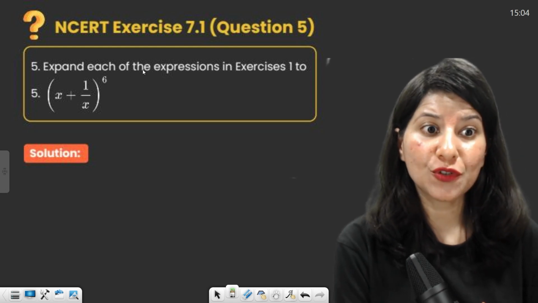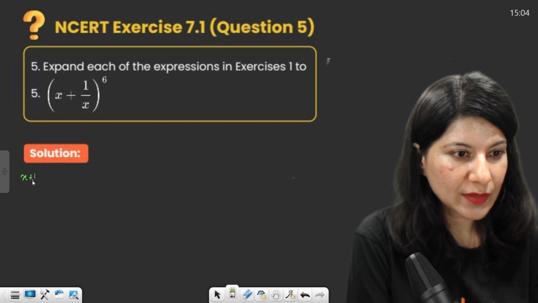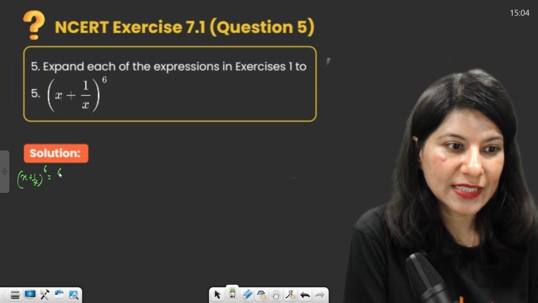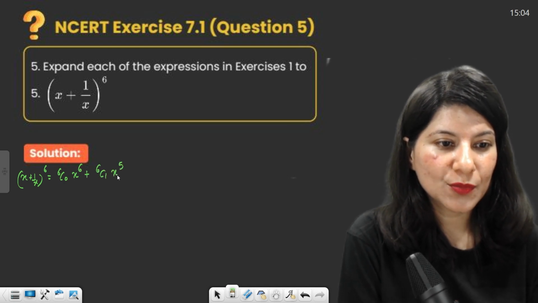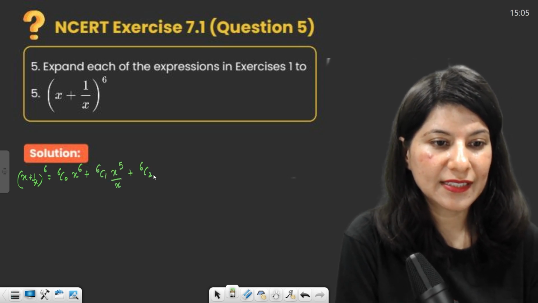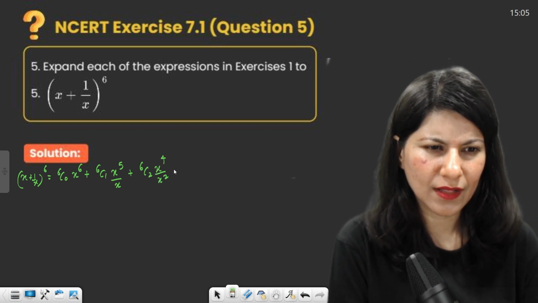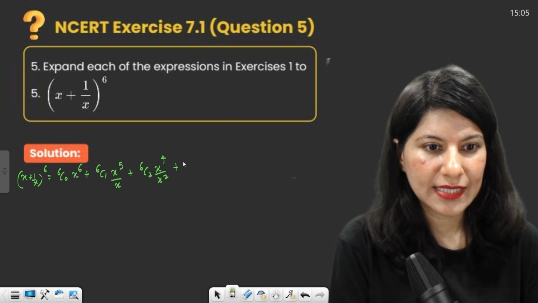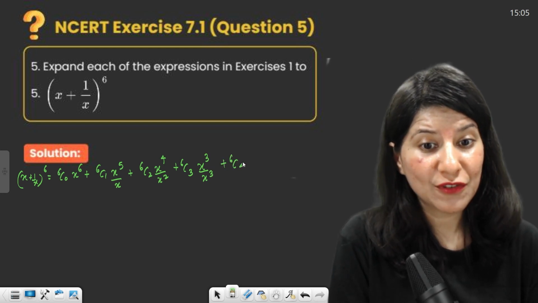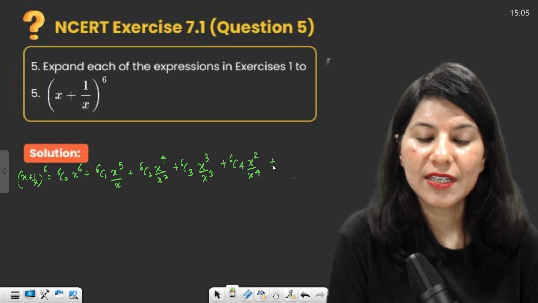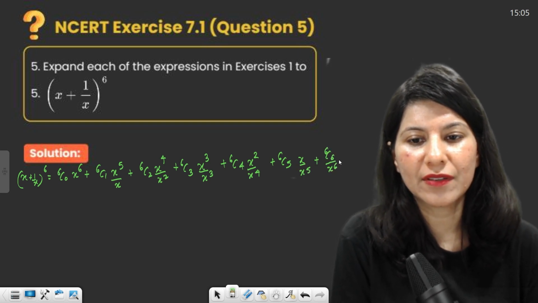Last question says expand each of the expressions in exercise 1 to 5. Again, same thing. (x + 1/x)^6. Again, 6C0 x^6 + 6C1 x^5 by x + 6C2 x^4 by x squared, right? 6C3 x^3 by x cubed. 6C4 x squared by x^4. 6C5 x by x^5. 6C6 by x^6.